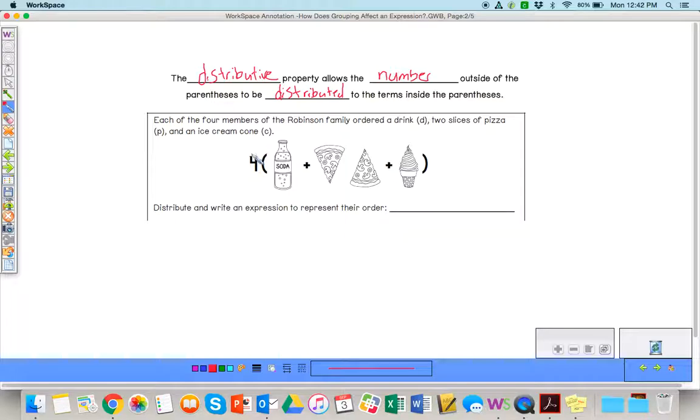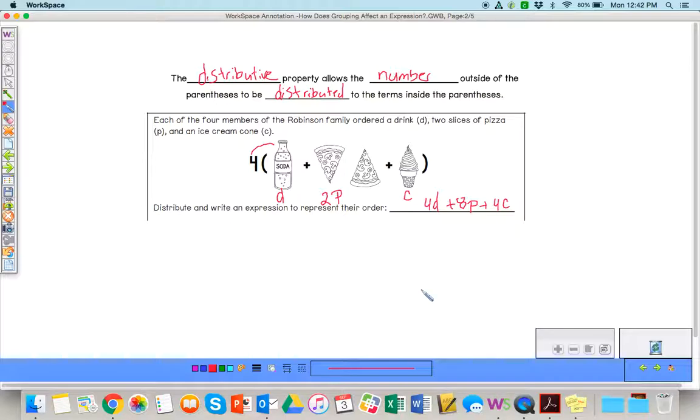We're going to use the letter D, the letter P, and the letter C. There are 2 slices of pizza, so we're going to use 2P. So 4 times the letter D is 4D. 4 times 2P is 8P. And 4 times C is 4C. We just use our plus signs because they're all positive numbers. So that is our expression. It's as simple as this can go.